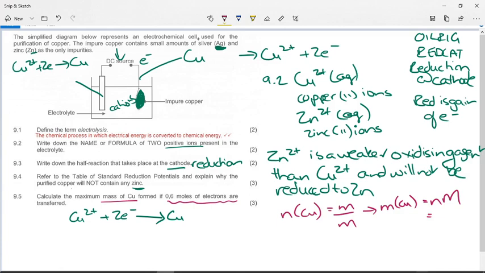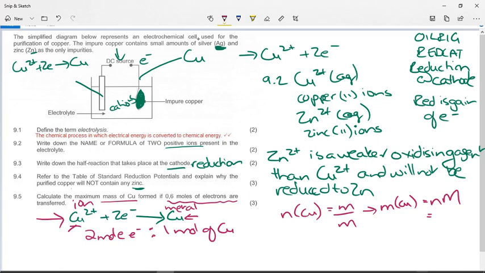So if we have a look at this balanced equation over here, we can see that 2 moles of electrons is equivalent to 1 mole of copper metal. Remember, this is an ion and this is the metal. They are not the same. Okay, this is a lovely blue solution. This is a lovely red gold metal, a red brown metal.